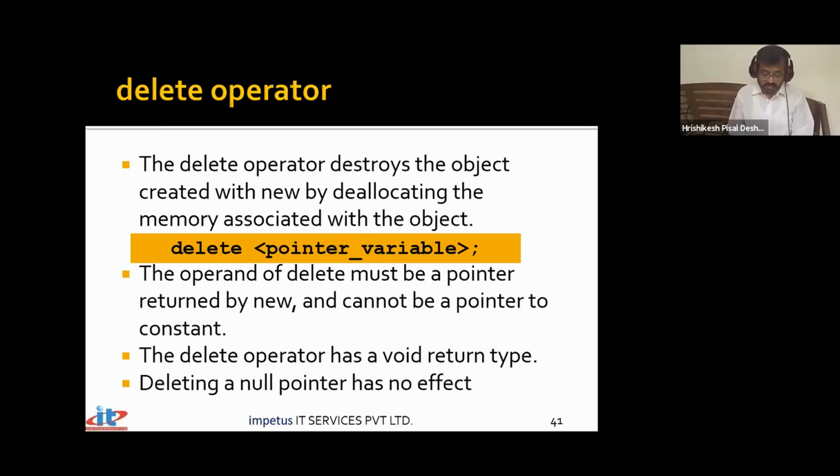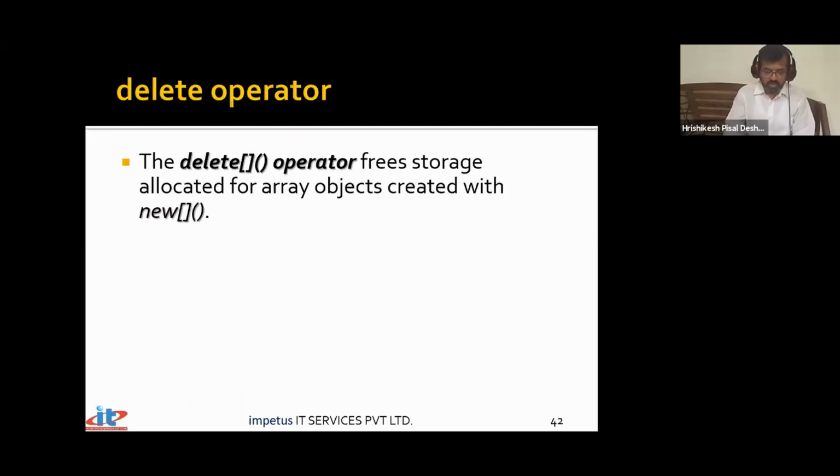But if it happens that the PTR is pointing to an integer, int star PTR is equal to new int, you say delete PTR and again say delete PTR. Deleting a block of memory more than once will result in crashing of the system heap. But if the pointer was not pointing anywhere, it was null, you may release it anytime, no problem, no effect.